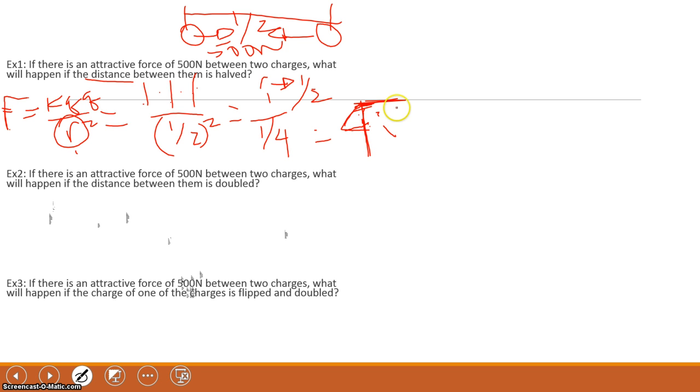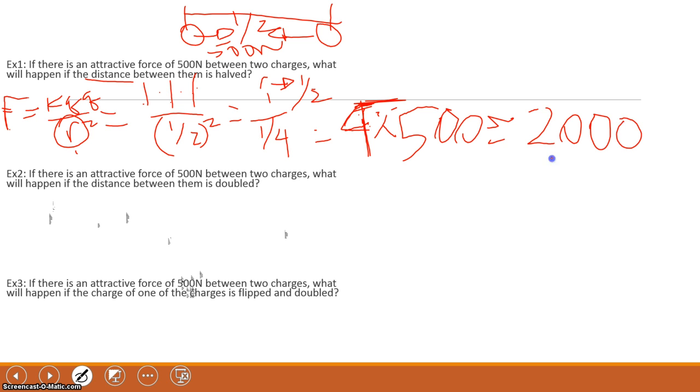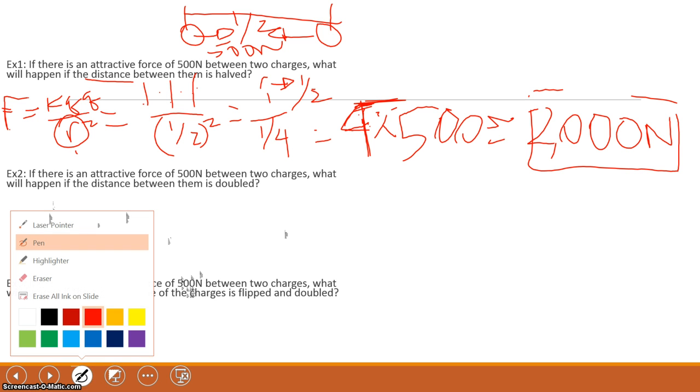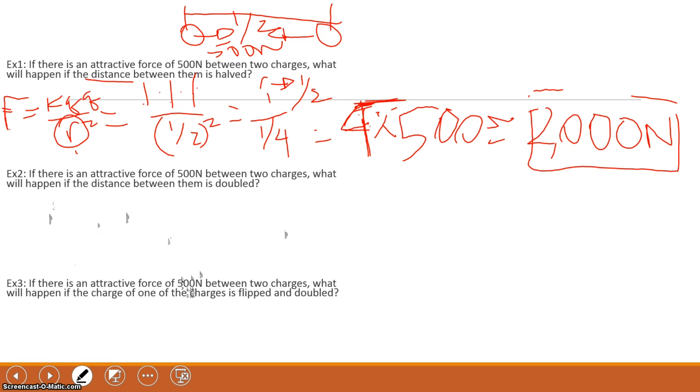So 4 times. What's 4 times the original force, excuse me? 4 times the original force, which is 500, would be a force of 2,000 newtons. The old force was 500. You halve the distance and you get a new force of 2,000.